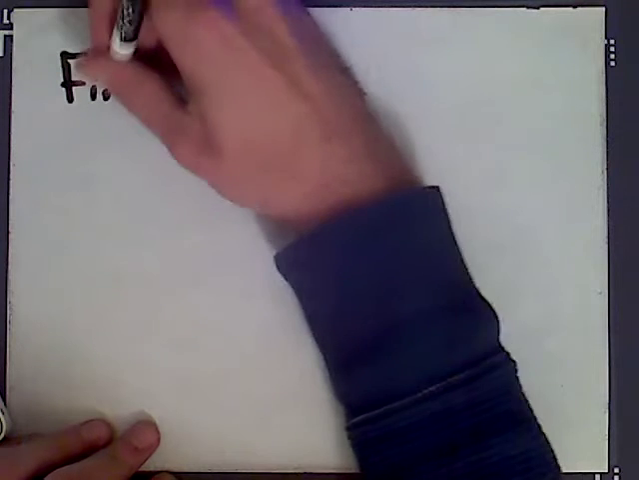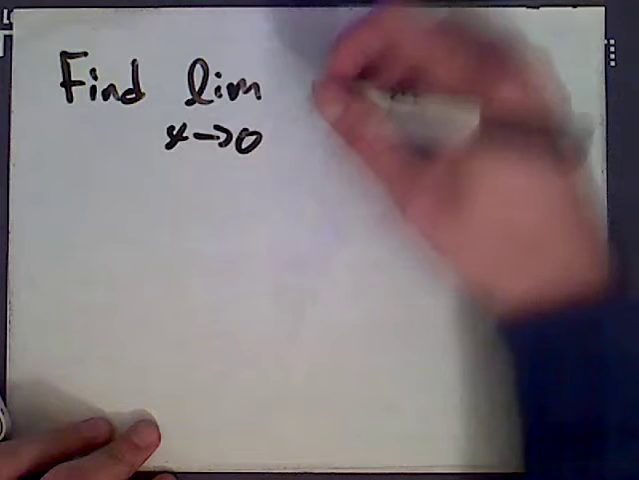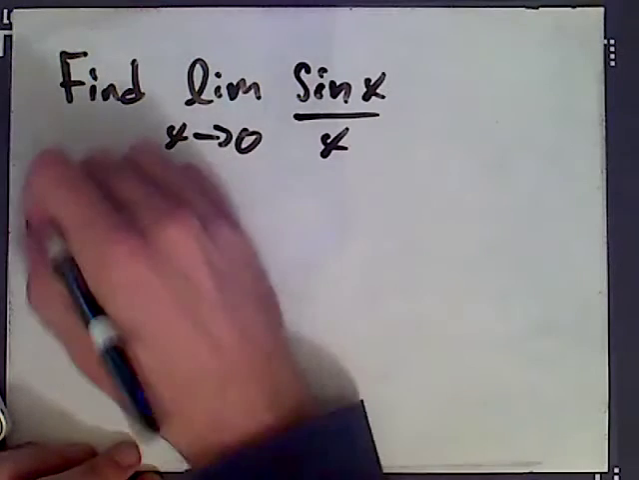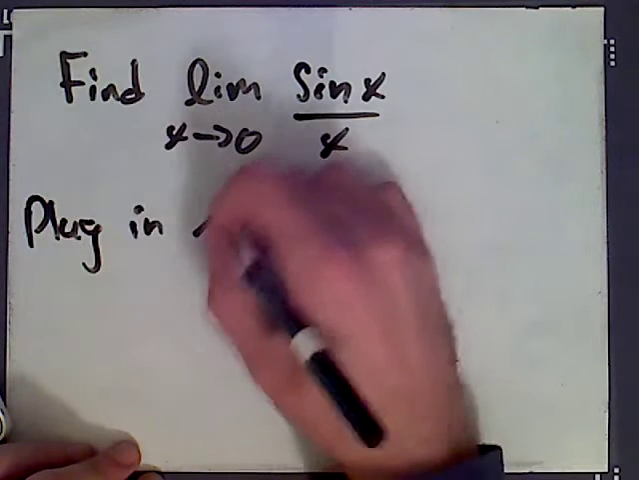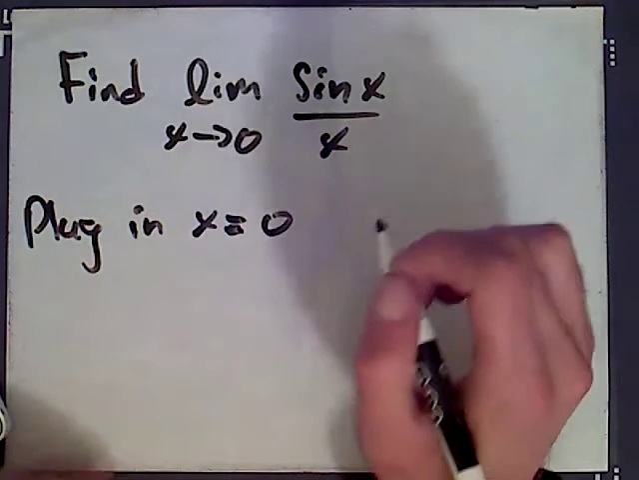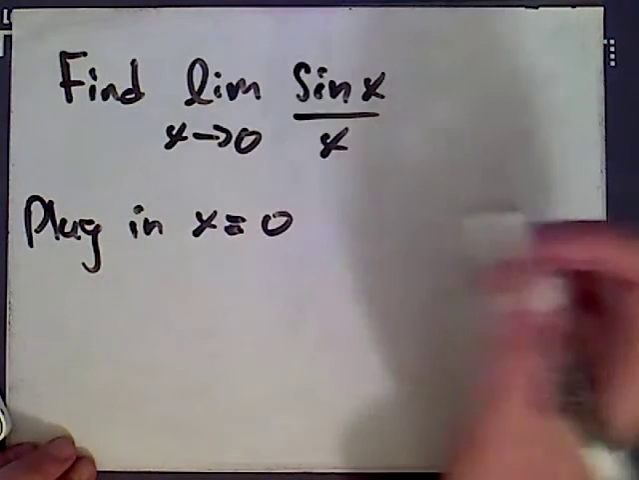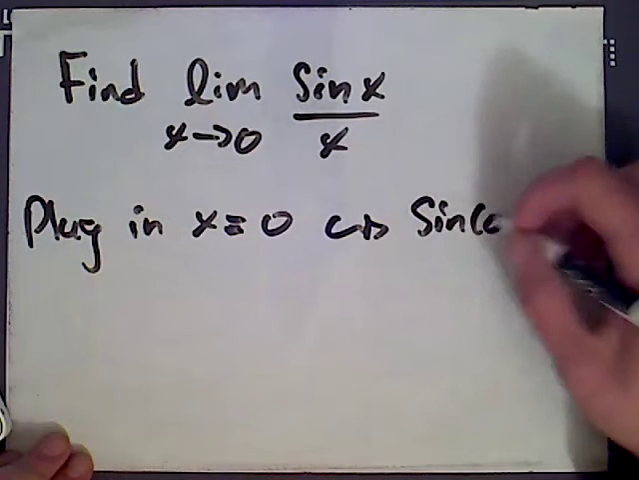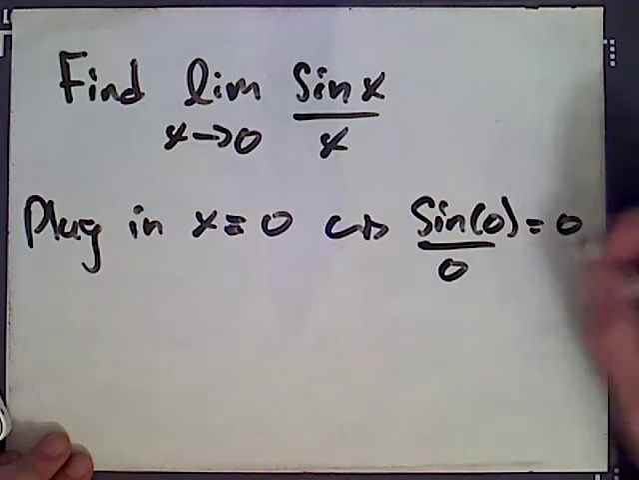Okay, so L'Hopital's rule is used in, for example, the following scenario. Suppose we were asked to find the limit as x goes to 0 of sine of x over x. So what happens when we plug in x equals 0? This is always a good idea when you're trying to evaluate a limit. Try plugging in the value that x, in this case, is approaching. Well, we get sine of 0 over 0, which is 0 over 0.